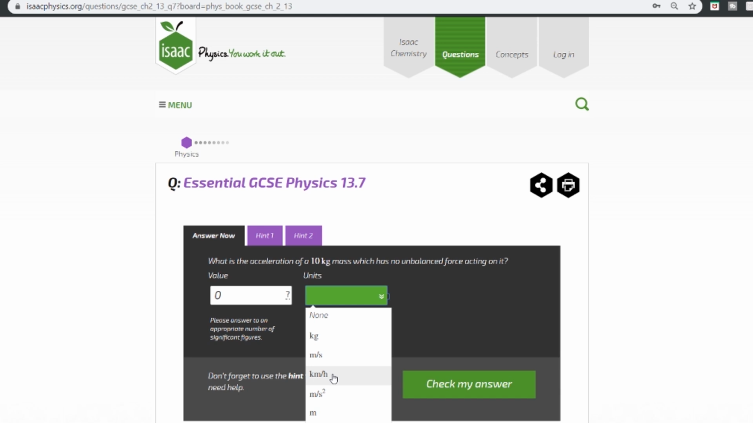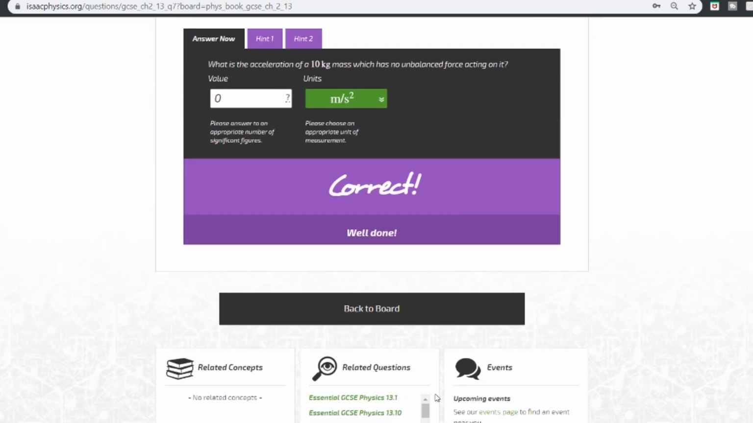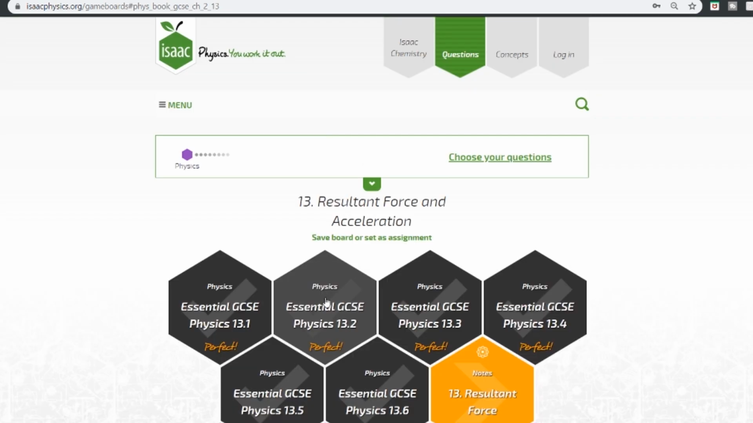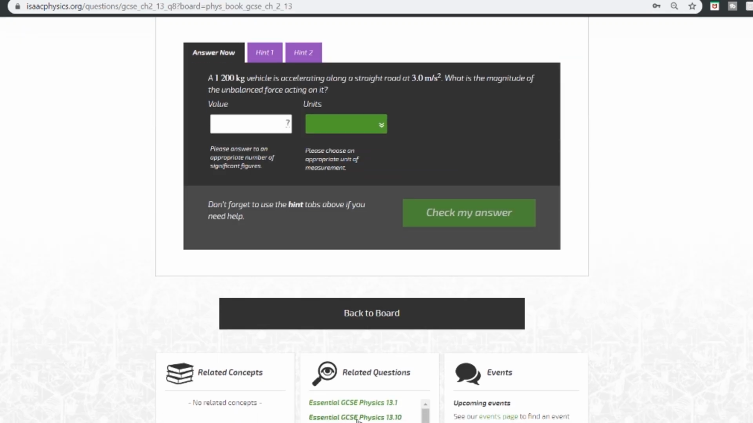So the answer is 0 meters per second squared. Right, so that was a really easy calculation because it basically means if there's no unbalanced forces, there are balanced forces acting on it. If there's balanced forces, there's no resultant force and therefore no acceleration. But we're correct. Okay, so let's move on to 13.8.